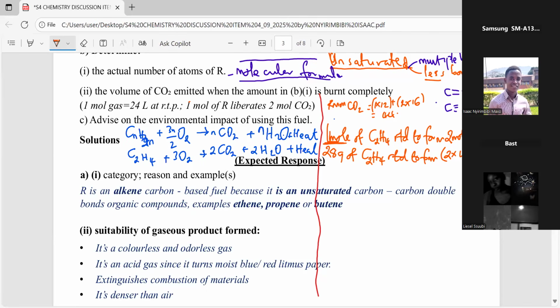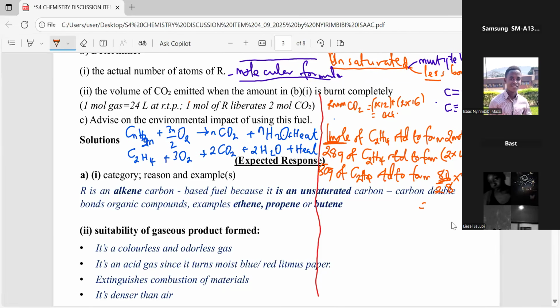Okay, so can you continue? 80 grams of C2H4 are reacted to form 80 out of 28 times 88 grams of carbon dioxide.